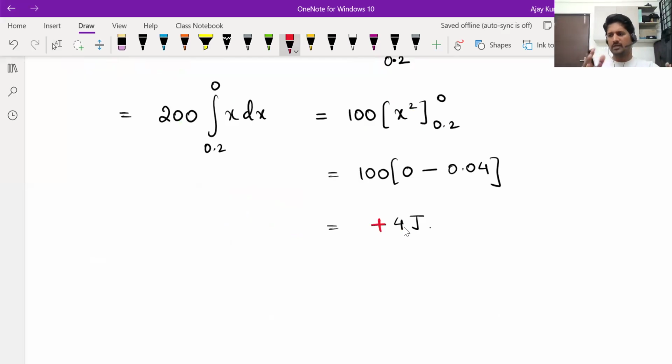Okay. So the work done by the spring during this displacement of the block is 4 joules. That much energy will be given to the block. Is this clear to all of you?